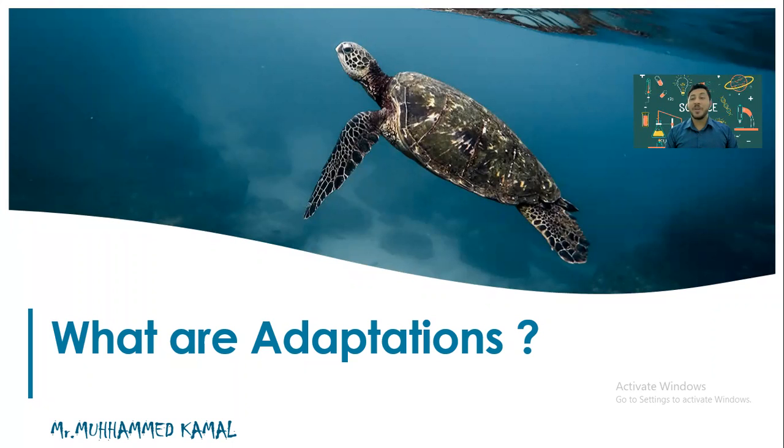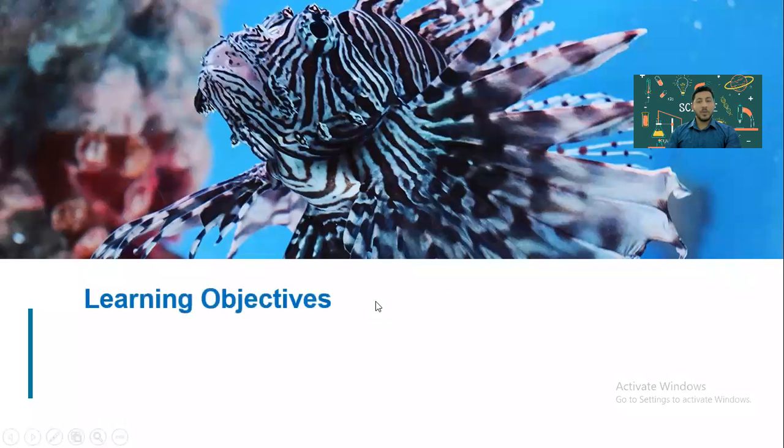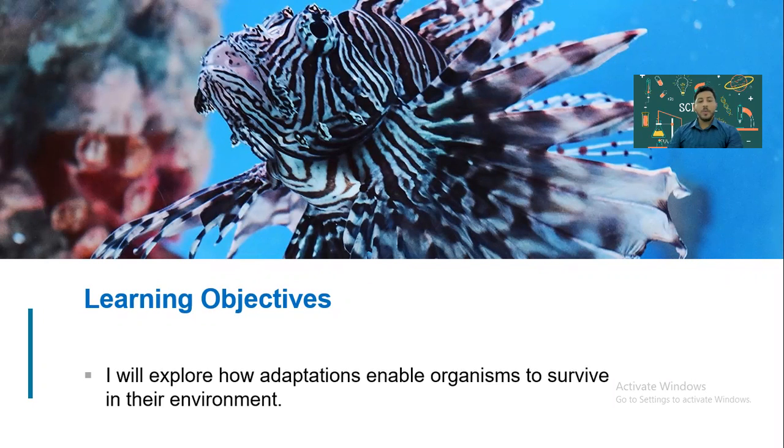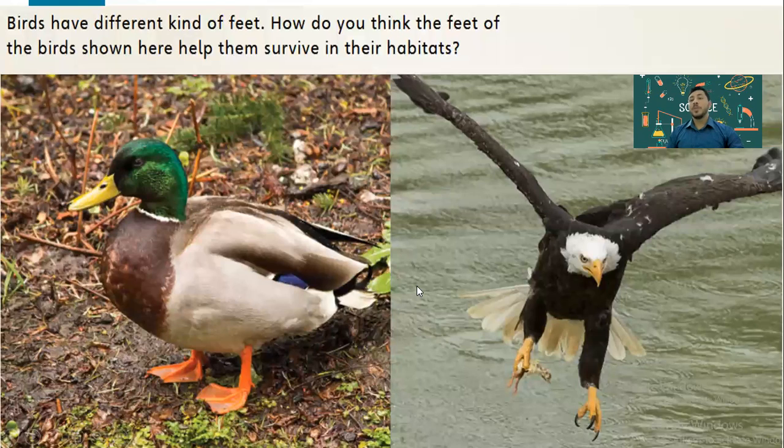Today, inshallah, we are going to start with chapter 4, plants and animals. Lesson 4, what are adaptations? First, what we are going to learn in today's lesson, our learning objective, we will explore how adaptations enable organisms to survive in their environment. Today, guys, we will talk about different parts in plants and animals that help them to live in their environment.